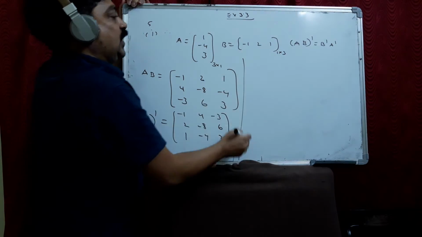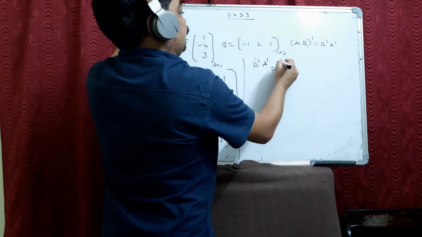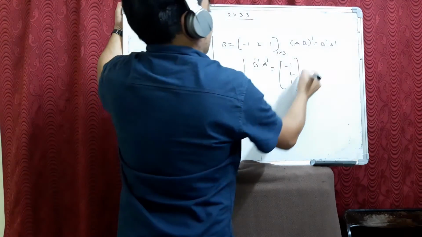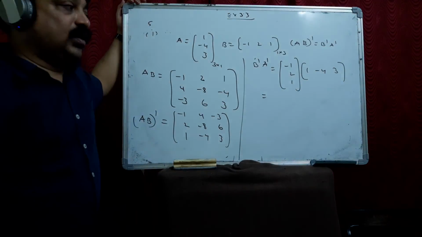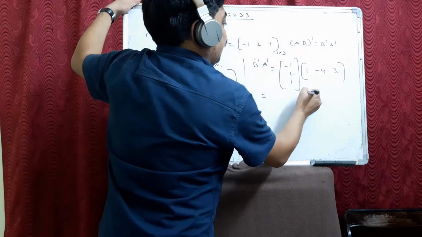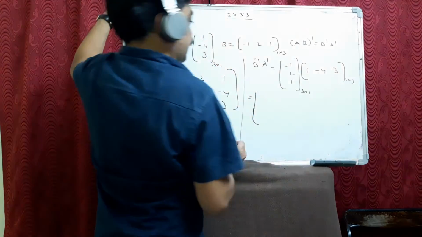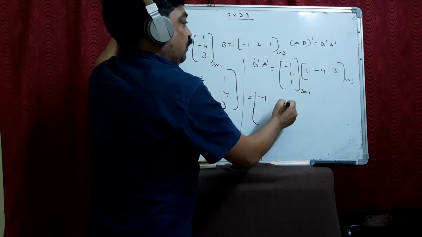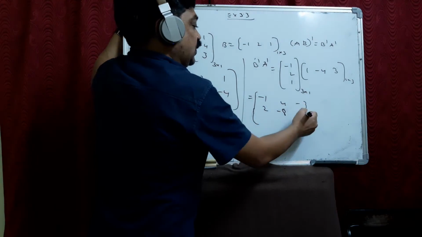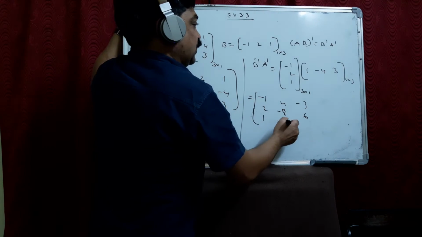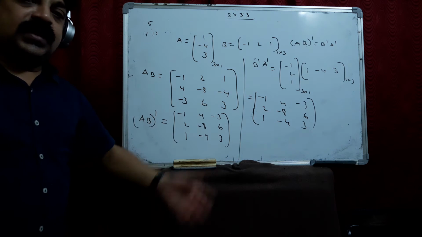Let us check. Now, you multiply B transpose into A transpose. What is B transpose? Minus 1, 2, 1. And A transpose is 1, minus 4, 3. See, this order is very, very important. Now, this also is a 3 by 1 matrix and 1 by 3 matrix. Let us multiply. You will get a 3 by 3 matrix. Minus 1 into 1, minus 1, 4, minus 3, 2 into 1, 2, 2 into minus 4, minus 8, 2 into 3, 6, 1 into 1, 1, 1 into minus 4, 1 into 3. See, these two are same. Like that you can do for the next problem also.